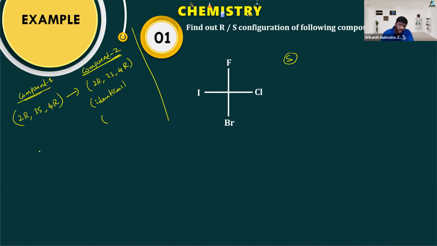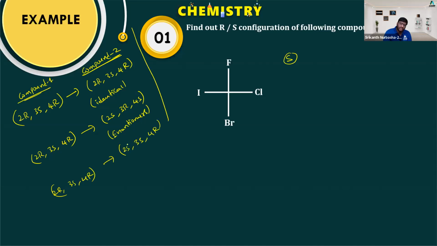If the configuration is 2R, 3S, 4R, and in the second compound you have 2S, 3R, 4S, then both are said to be enantiomers. That means if the configuration at every chiral carbon is exactly reversed, then they are enantiomers. If the configuration is 2R, 3S, 4R, and the other has 2S, 3S, 4R, that means at one chiral carbon the configuration has been changed, but not at all the chiral carbons. Then they are said to be diastereomers.